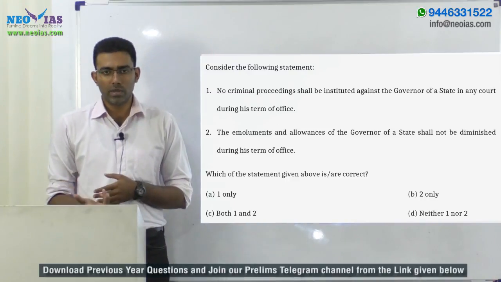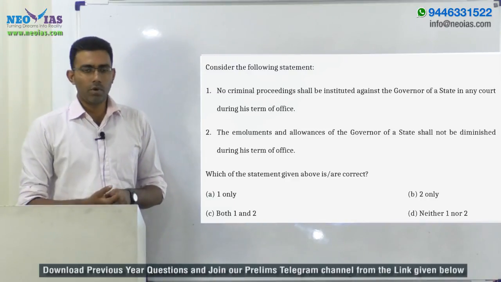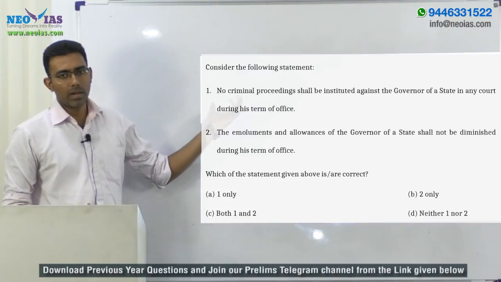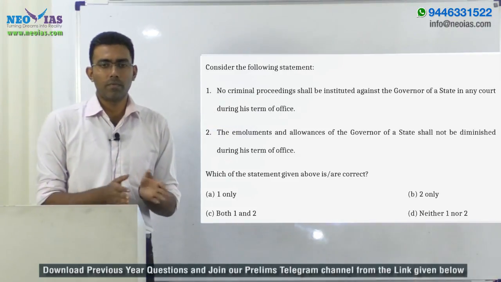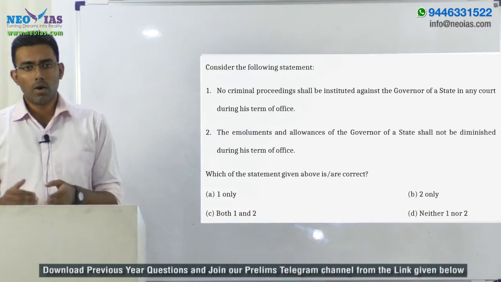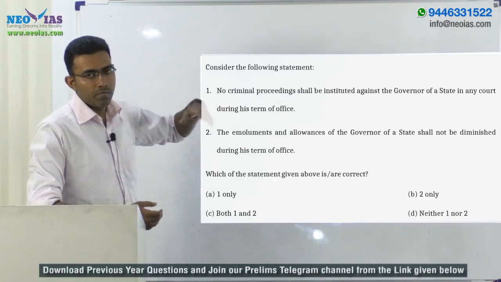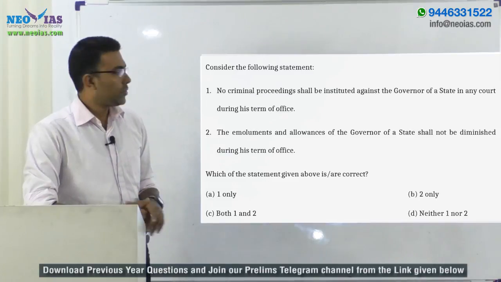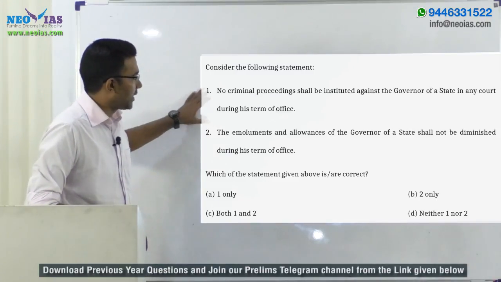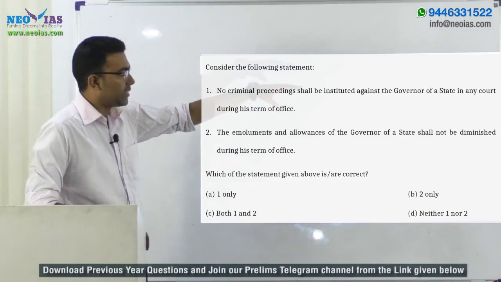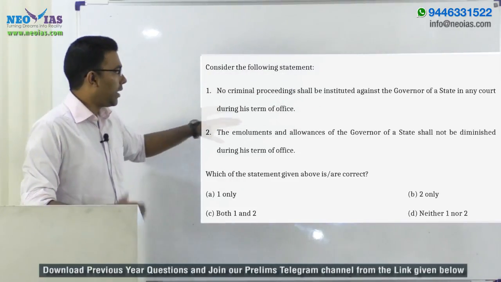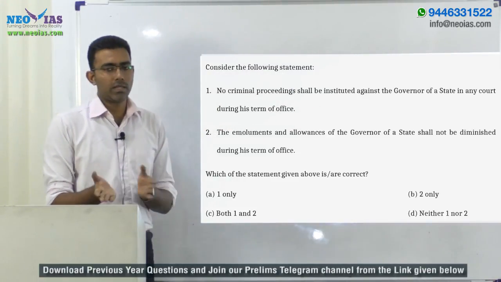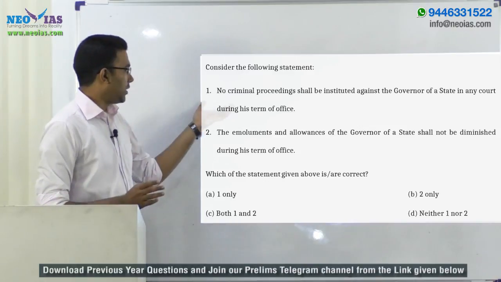The governor enjoys certain immunities, and under that immunity, criminal proceedings against him, even with respect to his personal acts, are prohibited. So the first statement is correct: no criminal proceeding shall be instituted against the governor of a state in any court during his tenure, during his term of office. So the first statement is correct.